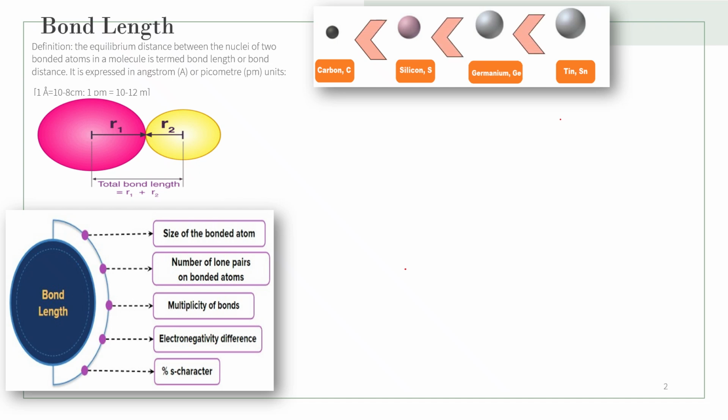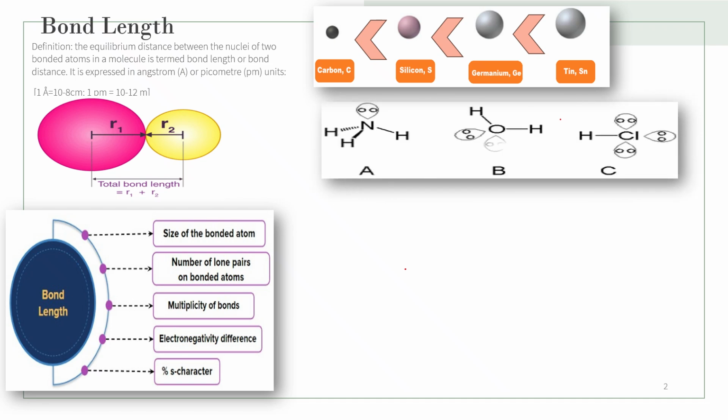Next one is number of lone pairs on the bonded atom. See the example of ammonia, water molecule, and HCl. Ammonia has one lone pair, water molecule has two lone pairs, and HCl has three lone pairs. If the number of lone pairs increases on the bonded atom, bond length also increases, because these lone pairs create a repulsion with bond pairs and occupy more space. Because of that, bond length increases. In these molecules, the increasing order of bond length is like this. So bond length is directly proportional to the number of lone pairs on the bonded atom.